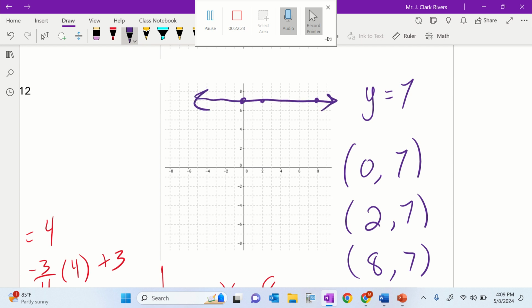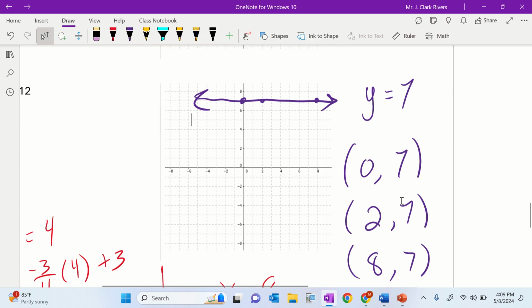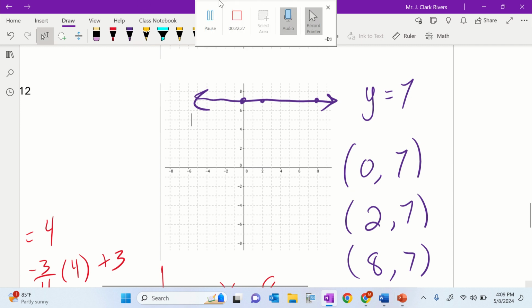If that shows up on the IXL, it's not a big deal. Just all the Y's have to be that certain number, or all the X's have to be that certain number.